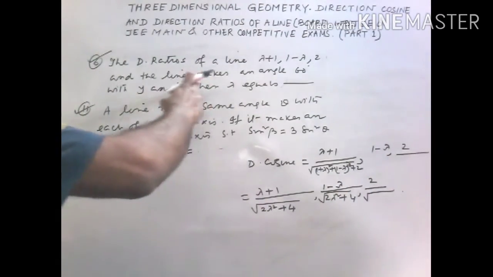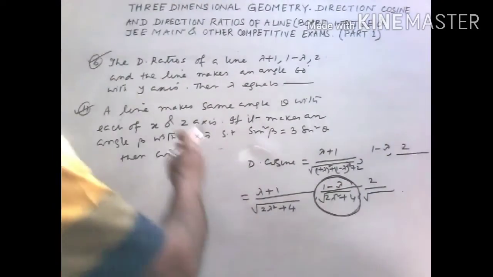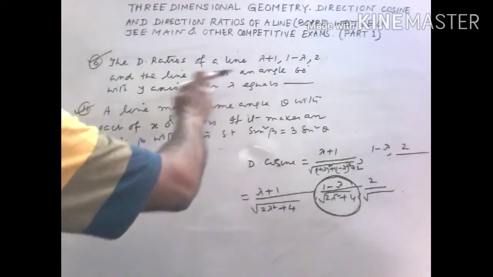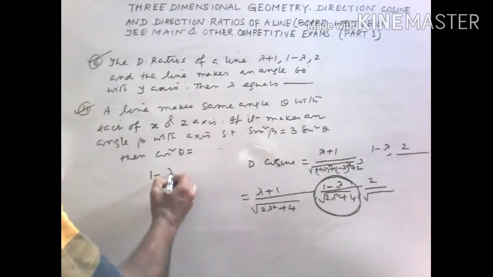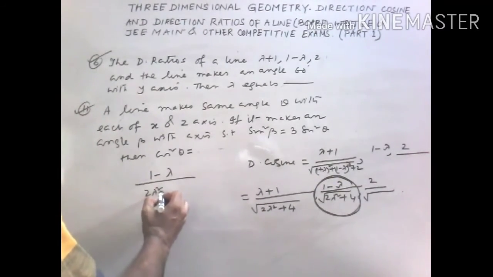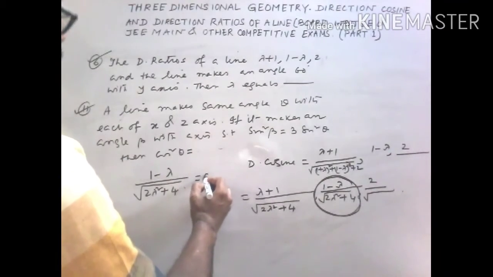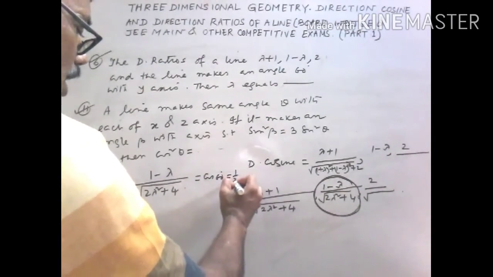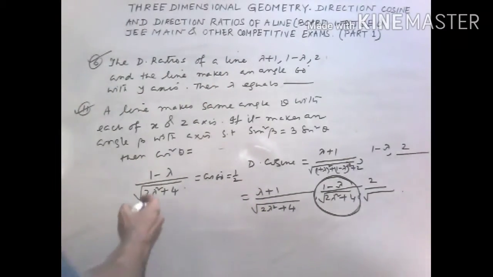Now look, this line makes an angle 60 degree with y axis. So this is D cosine of the line, and it makes an angle 60 degree with y axis. So given condition, 1 minus lambda by root 2 lambda square plus 4 equals cos of 60. So this is half. So simplifying, we get the result.